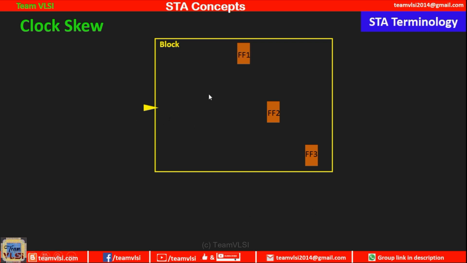So how is your clock distributed inside your block? Obviously, there is some clock distribution system. It could be either an H tree, a mesh, or any other clock distribution method. Clock will be distributed from this clock definition pin to all the flops, right?